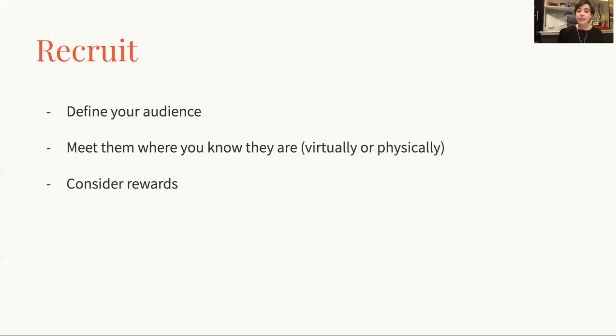And finally, consider rewards. Because participating in research takes time and effort, you want to be sure to compensate folks for that. Finding a reward that is reasonable for the amount of work they're doing is really important as you start to build this relationship with participants.